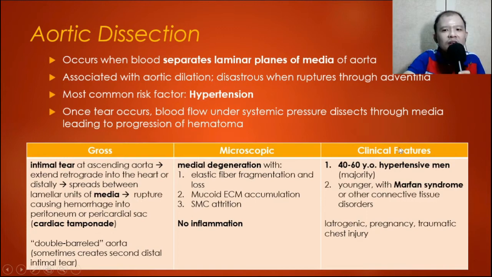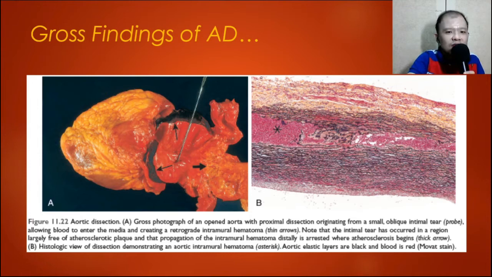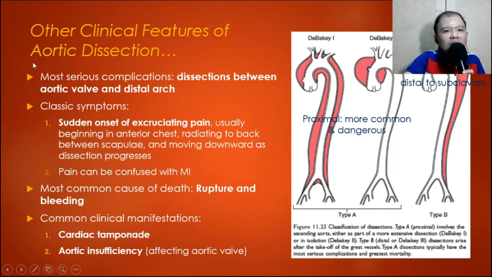You have clinical features very common among hypertensive men 40 to 60 years old, and if it's younger, they are found in the younger patients that have Marfan syndrome. So these are the gross findings. You can just read. And what are the most serious complications? Dissections between the aortic valve and distal arc.